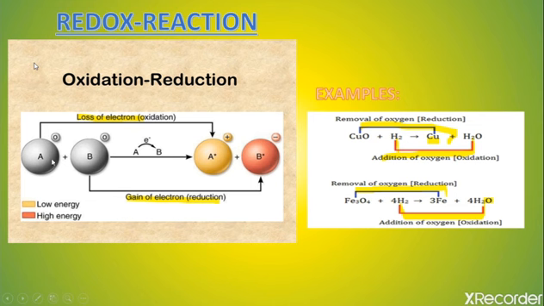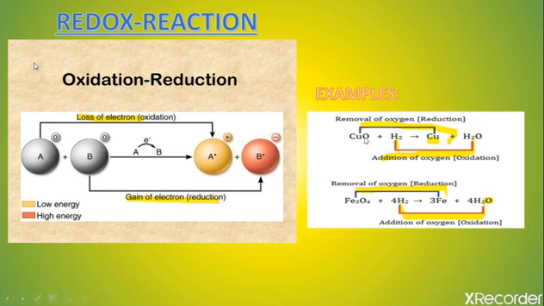Here you can observe that A plus B, that is one compound or element, when it is reacted with another, then oxidation, that is loss of electrons, takes place, and B, when it is reacted with A, then gain of electrons, that is reduction, takes place. That means hydrogen is added or oxygen is removed. The best example is CuO, that is copper oxide. When it reacts with hydrogen, then Cu, that is copper, and water are formed.